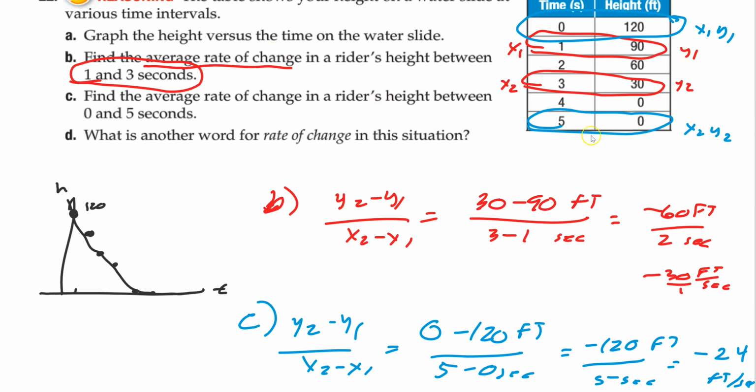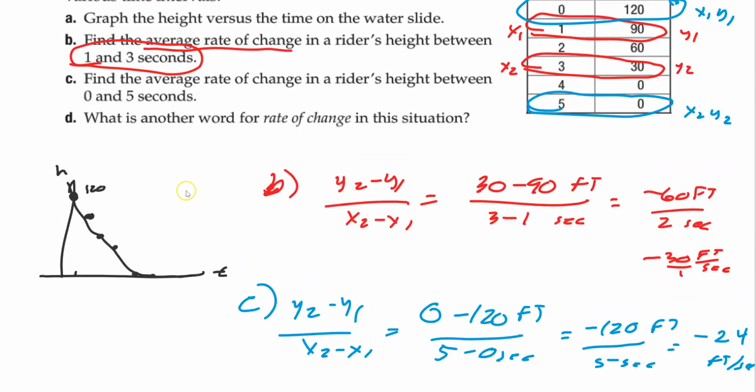And D, what's another word for rate of change in this situation? Speed. Or right, rate of change, speed, slope, all the same. And there we go.